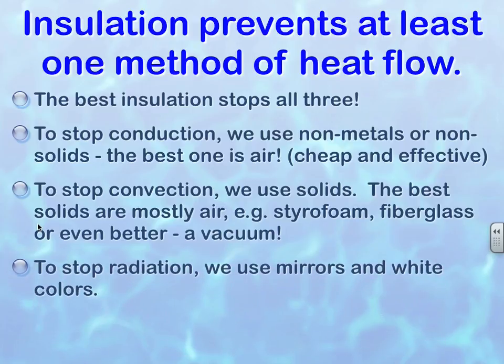And so, of course, to stop radiation, we want to use either mirrors or white colors. Have you ever seen when a house is being built and they're slapping insulation on the sides that it's all shiny on one side? Now, up north, they put the shiny side in because up north they want to keep the heat in the house because they're worried about long winters. Here in Laredo, we like to put the shiny side out because we're worried about keeping heat out of my house.